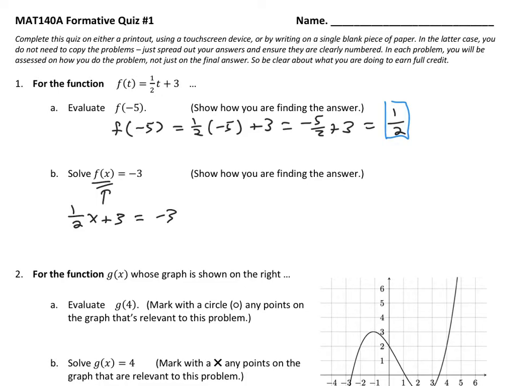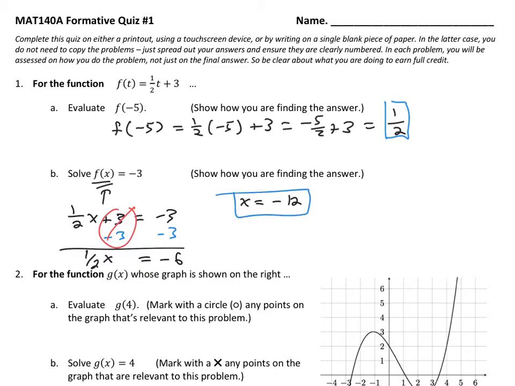So we just do our regular algebra magic. I would subtract 3 from both sides. My reason for doing that is that that gets rid of that. And I'm left with 1/2 x over here and -6 over here. And then multiplying both sides by 2 will tell me that x is -12. So that would be my answer.